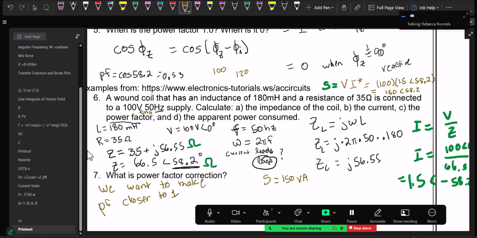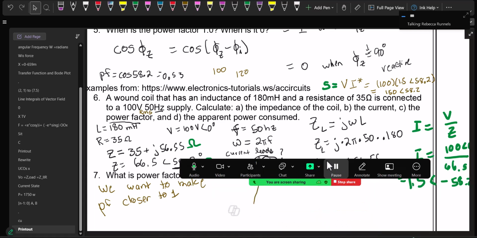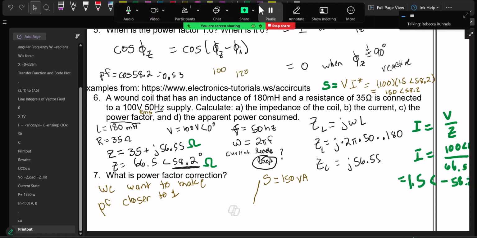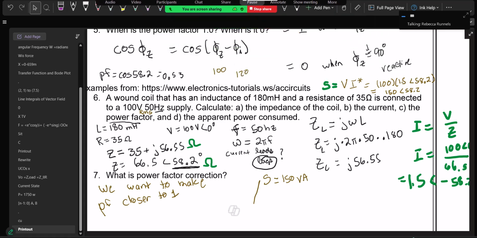You want to make the power factor closer to 1, because that means that you've got all your real power. And usually what happens, as you know, is that you have too much inductance. And so usually you add a shunt capacitor, and the shunt capacitor will cancel out the effects of the inductance.